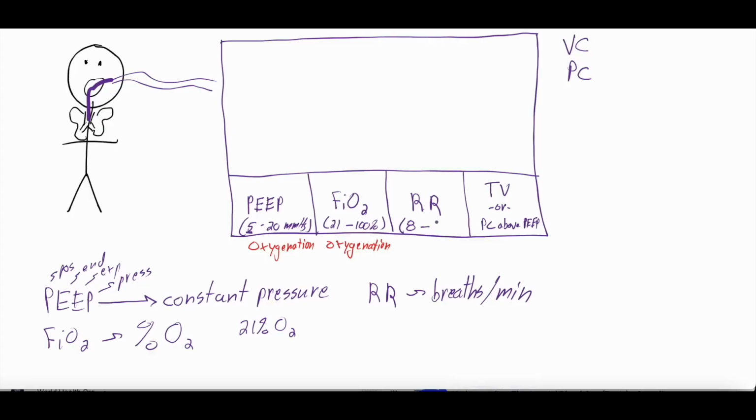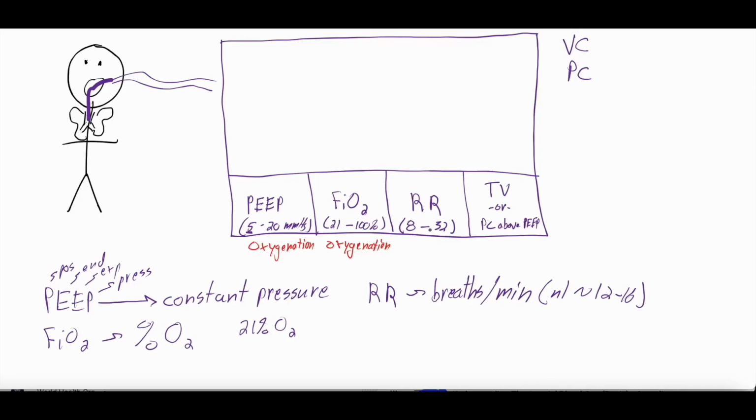And the respiratory rate can go as high as, most people don't go above 32. Not to say you can't, but you probably shouldn't, because again, you start to get breath stacking. 32 is very, very high. Normal, as we said, is somewhere about 12 to 16 breaths per minute. So you're controlling how many breaths the patient is getting per minute.